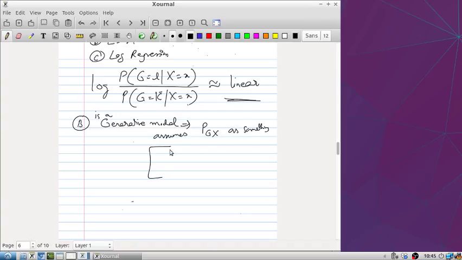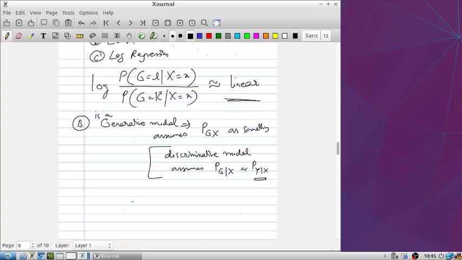In contrast to that, all the models that we've seen so far are discriminative models. They assume something about the probability of G given X, or basically P of Y given X. If you remember, linear regression is only assuming something about the conditional expectation of Y given X. So that's called a discriminative model. Discriminative just means thinking only in terms of conditional distributions.